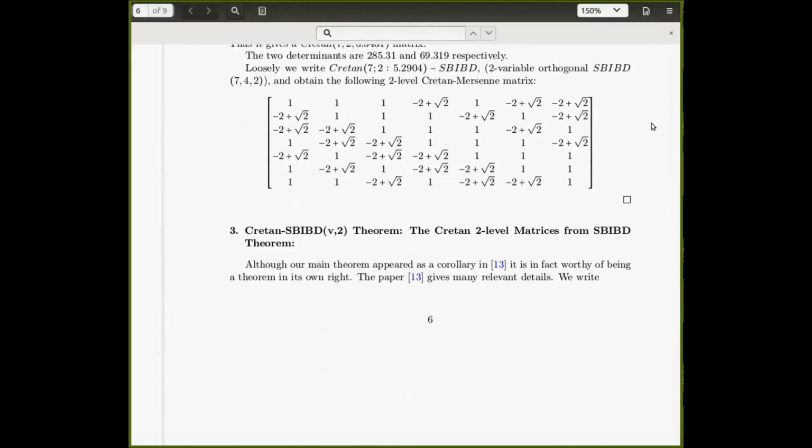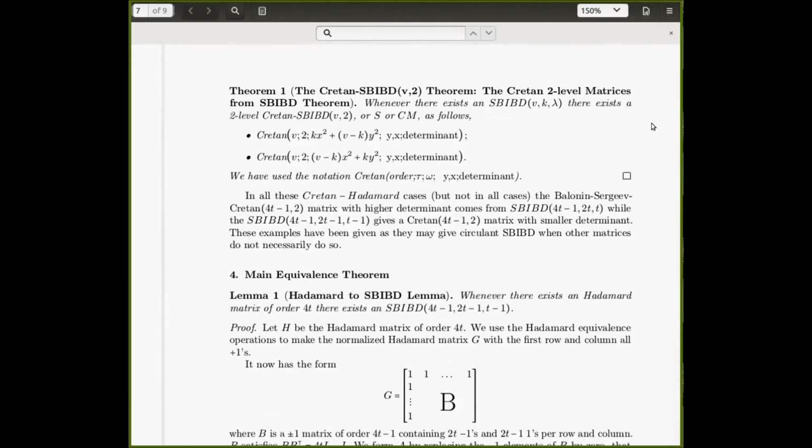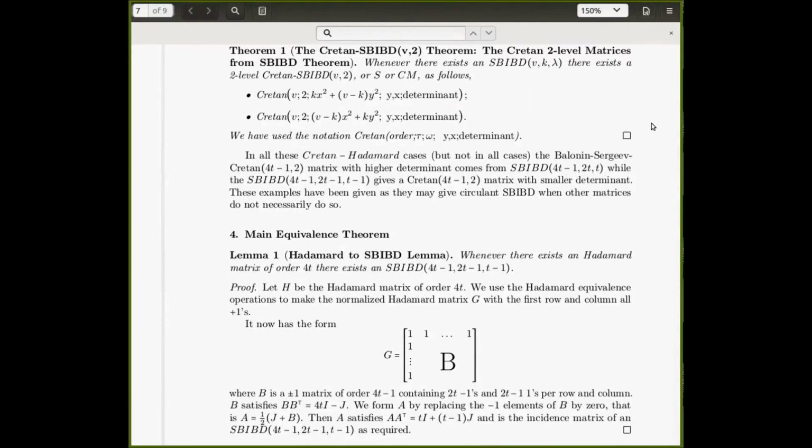Now, this is very easy to prove. Let's go down, please. First thing we want to do is we've specified it. So if we get Cretan matrices from the SBIBD theorem, then whenever we have an SBIBD, we've got a 2-level Cretan matrix, which can be written as V 2 levels. And then here is from the V, K, lambda with the X's and Y's, and then the determinant. I haven't put it in there, but I've just written determinant to let it be. And these are the 2 variables we got.